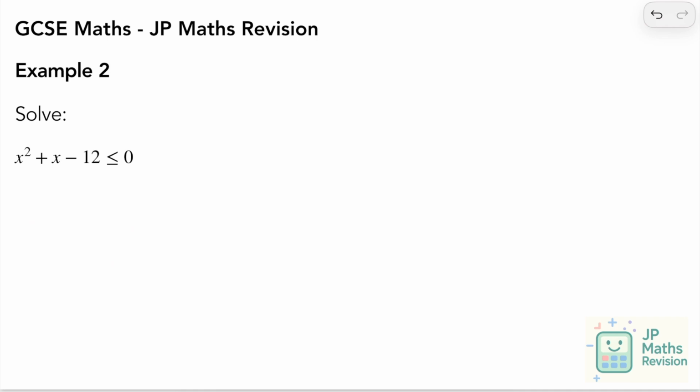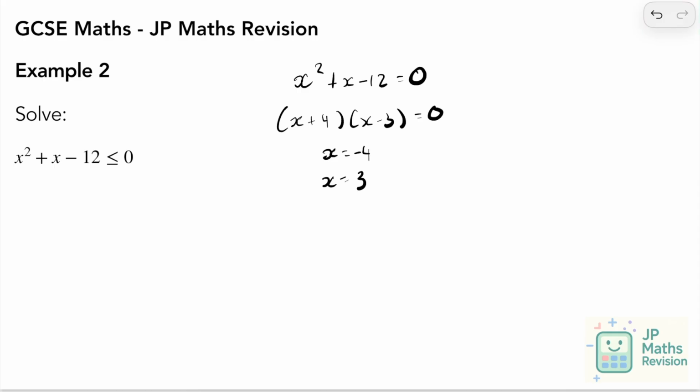So here's another example. Again, we first need to find what is called our critical values. Our critical values are the values of x for which x squared plus x minus 12 equals 0. Factorising this, we have x plus 4 and x minus 3 equals 0. Now if we solve this, we end up with x equals minus 4 and x equals positive 3, and these are our critical values.